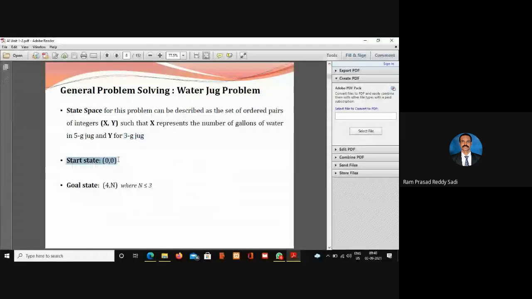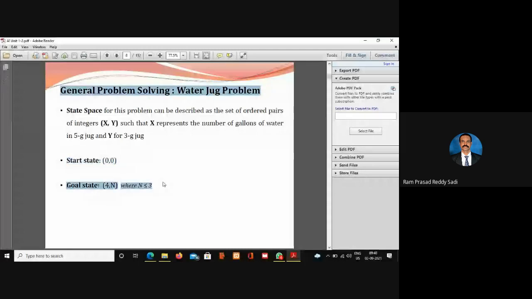What should be your final state? The final state says that in the first jug, that is in the 5 gallon jug, you should have definitely 4 gallons of water only. And in the second jug, you can have any amount of water. You can have completely 3 gallons of water or less than or equal to 3 also. We are not worried about it. That's the reason we have written it as n, where n is less than or equal to 3. So this is the starting state and this is the ending state. So this is how you have to define your problem.